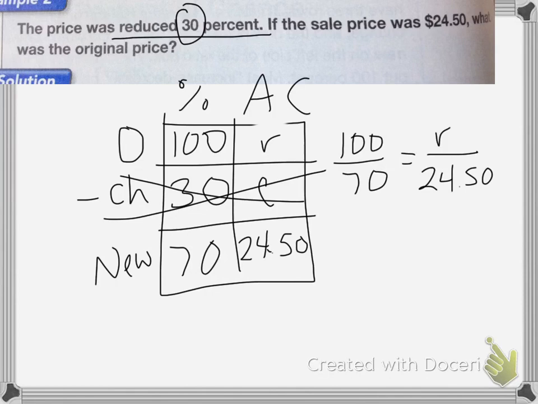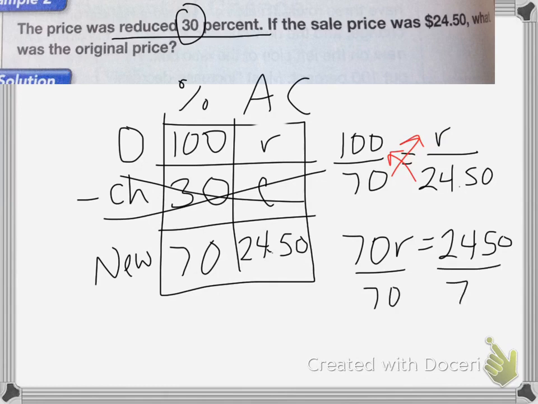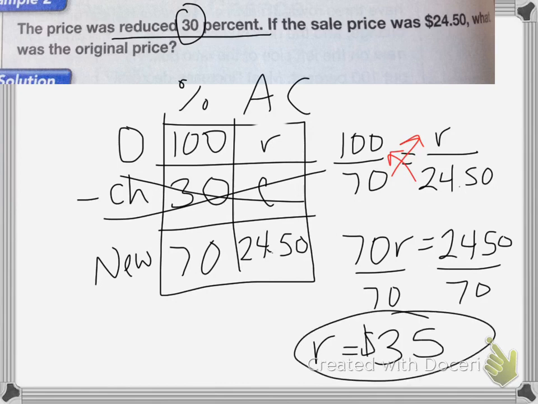So we do cross products. So I get 70R equals 100 times $24.50, which is $2,450. Divide both sides by 70. So R is equal to 35. So $35 was the original cost.